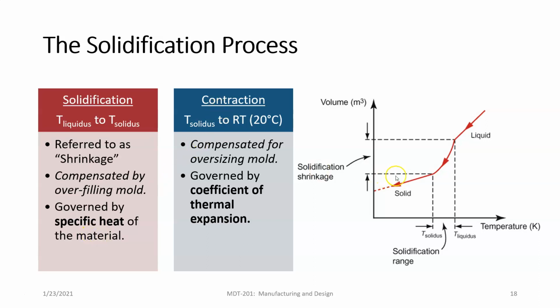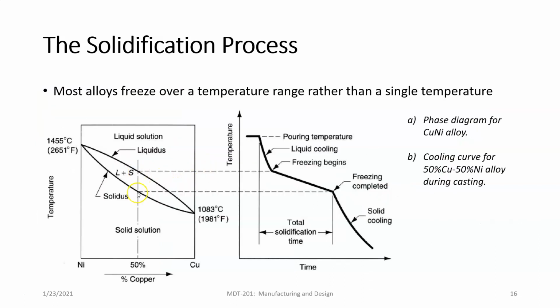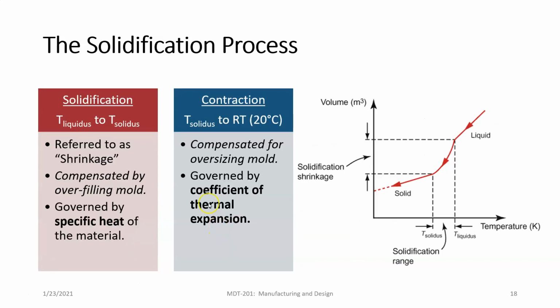And then we have contraction, and contraction is from T solidus to room temperature. So it's from this point down to this point right here. Or we could go back here. It's from this point right here down to this point, right? This is where the contraction occurs. And contraction is compensated by oversizing the mold, right? So if we want to cast something that is 1 inch by 1 inch by 1 inch, we might make our mold 1.1 inch by 1.1 inch by 1.1 inch.